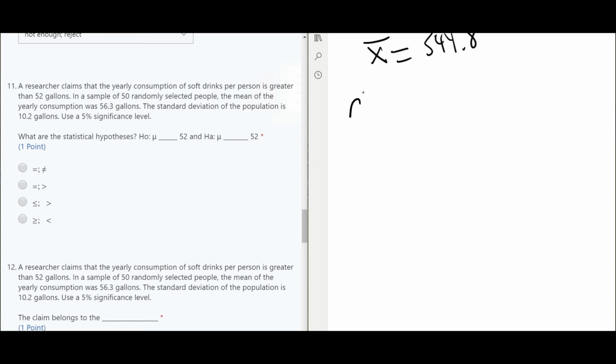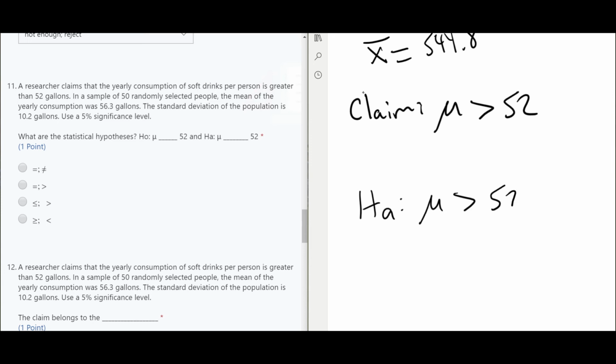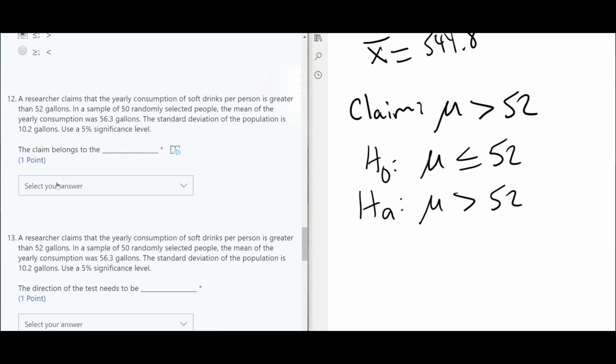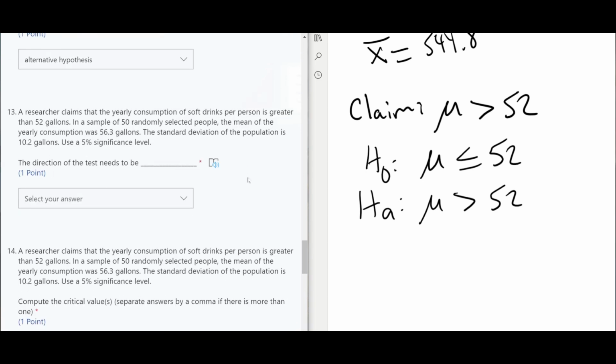So let's go ahead and write out our claim. The claim was that the yearly consumption of soft drinks is greater than 52, so mu is greater than 52. This means that it's a statement of inequality, so this belongs to the HA. Which means that the H0, the null hypothesis, is going to be the opposite of that. So it's going to be less than or equal to. So we have here less than or equal to, and then greater than. For number 12, the claim belongs to the alternative. And what's the direction of the test? Well, that depends on the HA, right? And that's pointing to the right. So that's a right-tailed test.